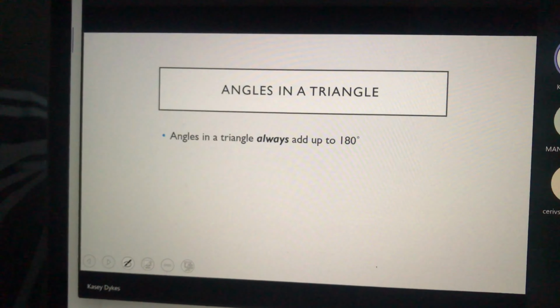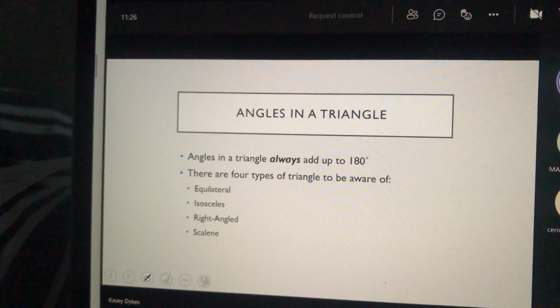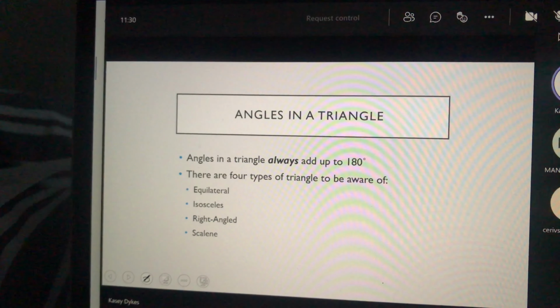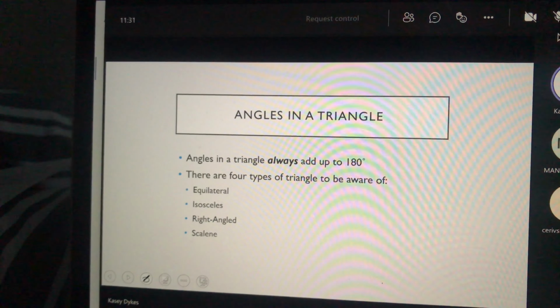So our first one, an equilateral triangle. Does anyone know what an equilateral triangle is? Does it all have equal sides? It does, yeah. Obviously it starts with that kind of equal word. I mean, it's spelt wrong, but it starts with equal.